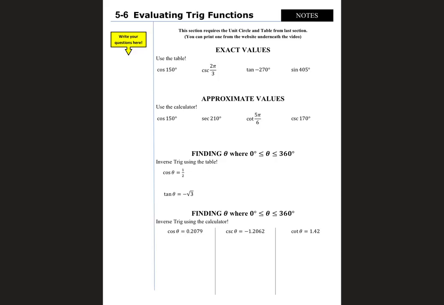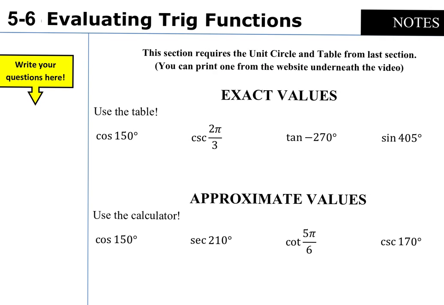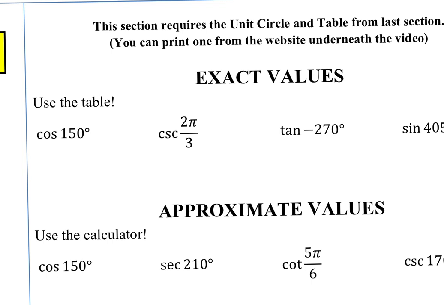All right, it says use the table. We want exact values. Let's take a look here. Cosine of 150. Well, if you go over to the table and look down the cosine column, you should be able to find out what the cosine of 150 is.